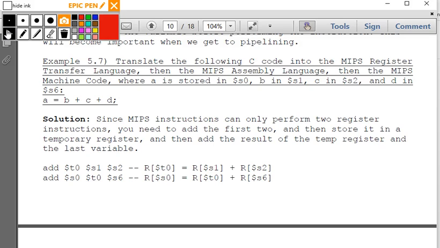So in this problem, translate the following C code into the MIPS register transfer language, then the MIPS assembly language, and then the machine code, where A is stored in S0, B is stored in S1, and C is stored in S2, and D is S6. So those are our saved temporary registers. And our C code is a simple A equals B plus C plus D.